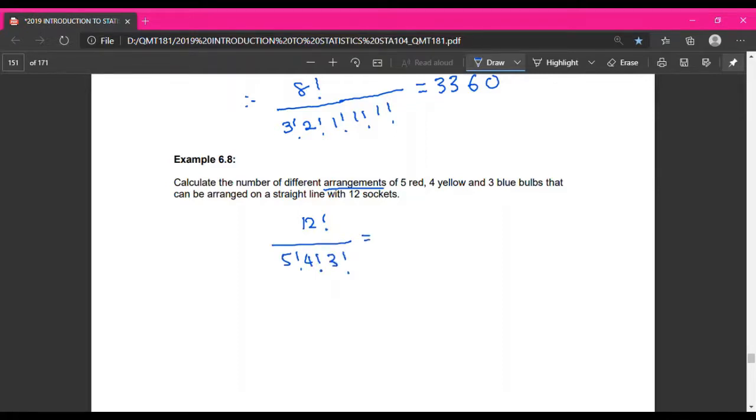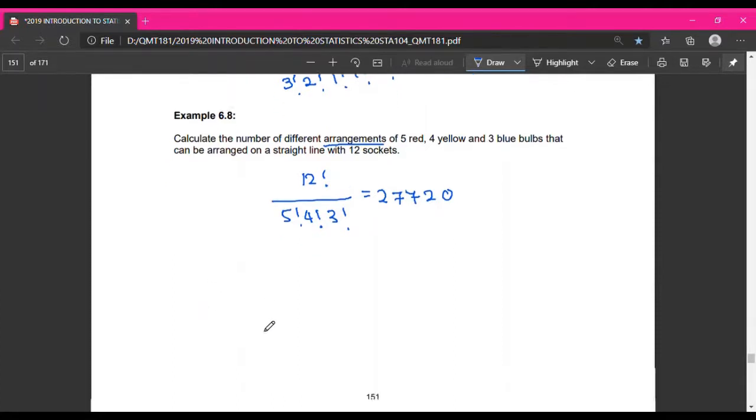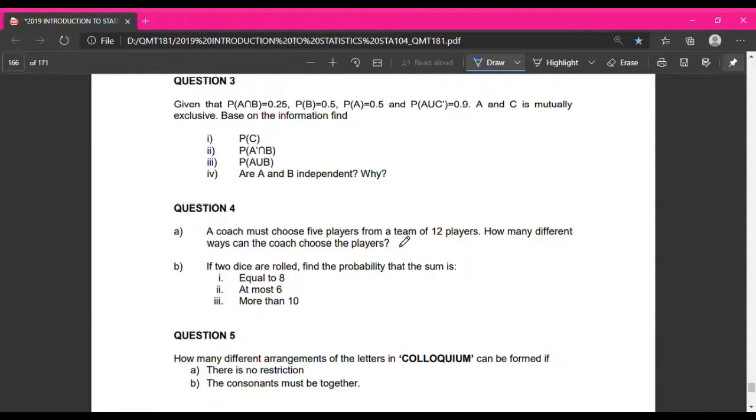Tak semestinya letters lah. Benda-benda lain pun sama. If ada nak buat arrangement, item yang sama, yang berulang, kita boleh gunakan this formula. So, here 12 factorial divide dengan 5 factorial multiply 4 factorial multiply 3 factorial. So, the answer will be 27,720. So, maksudnya kita ada 27,720 ways cara nak susun 12 soket tadi. Example for permutation.